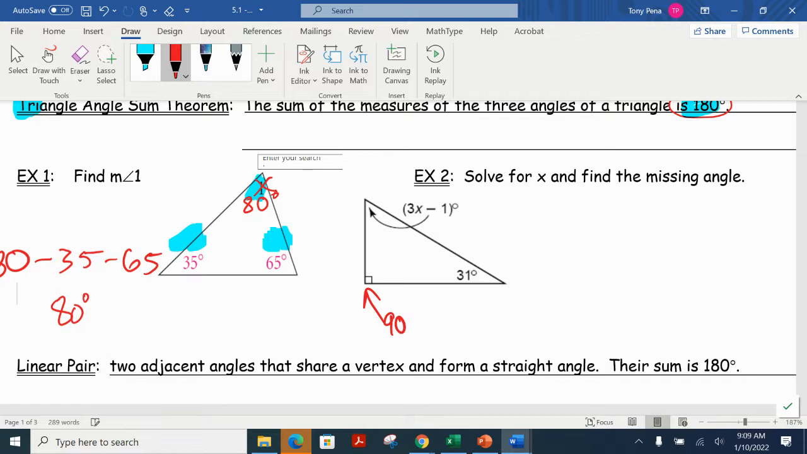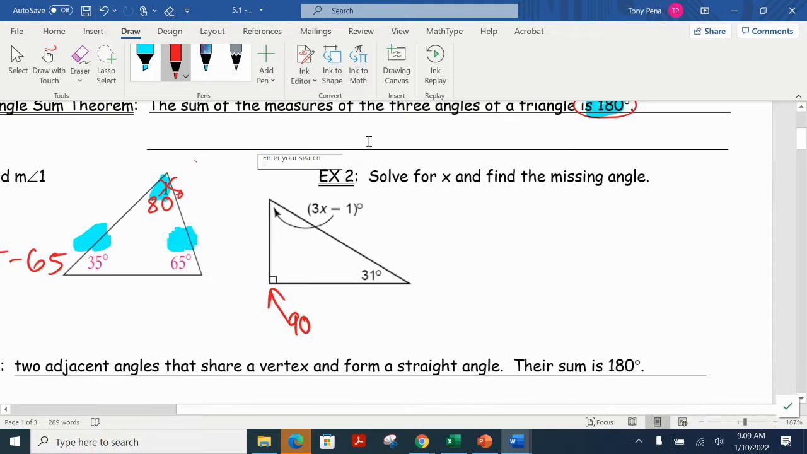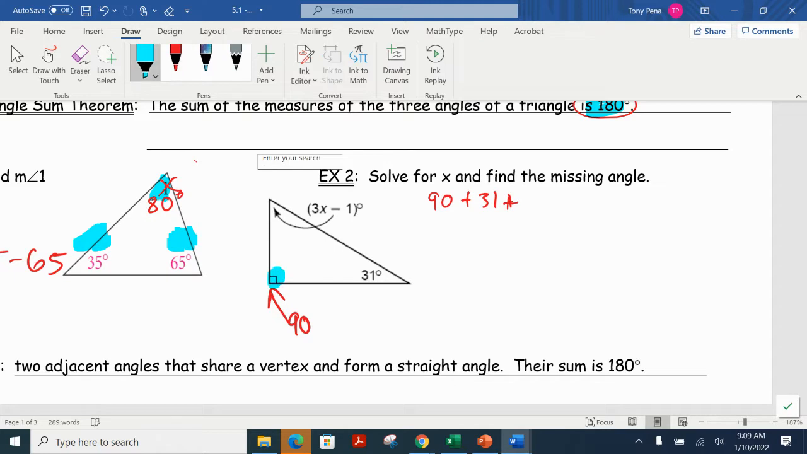Tomas, what did you set up? I put 90 plus 31 plus x equals 180. Okay, so I like a lot of that. What he did is he understood that this angle here, which he put as 90, this angle here, which is 31, and then this angle here, when we add all of those up, don't those have to equal 180 degrees? So he basically took all 3 angles and added them up.